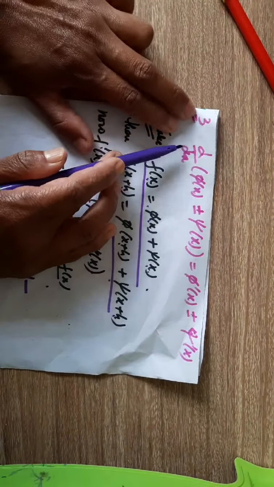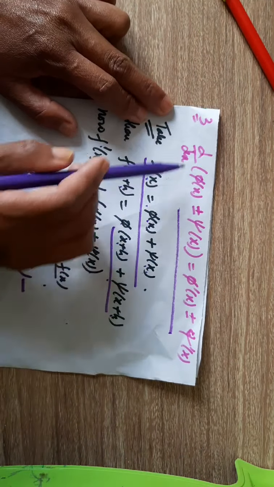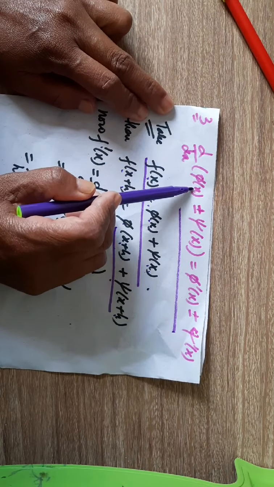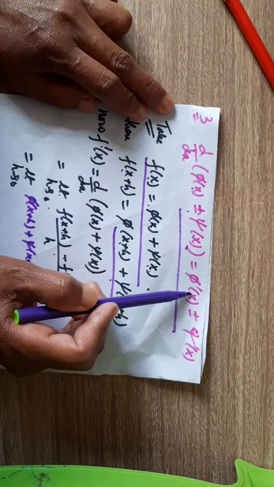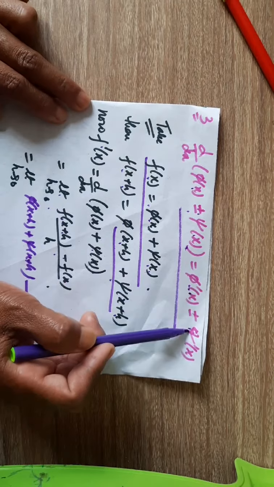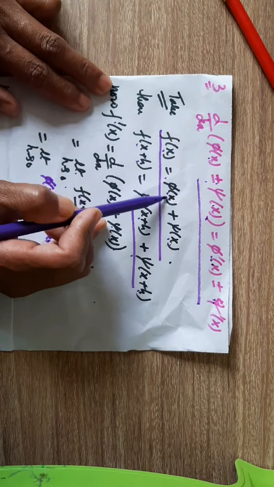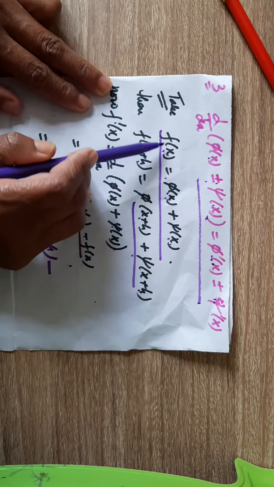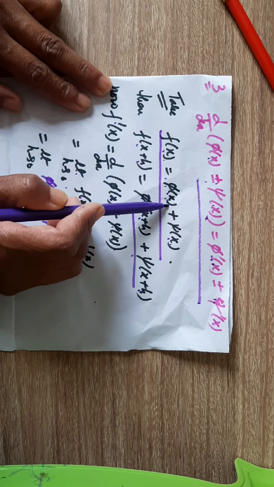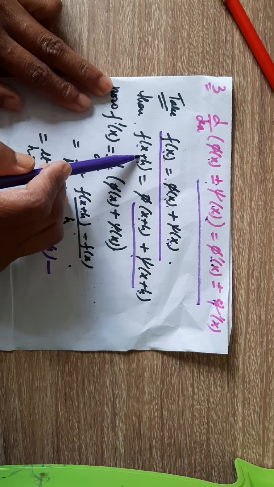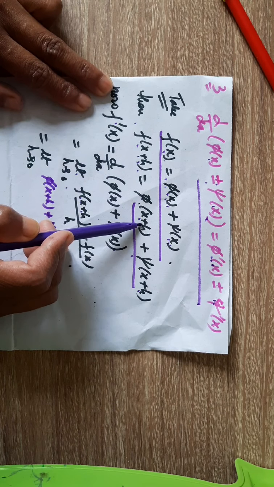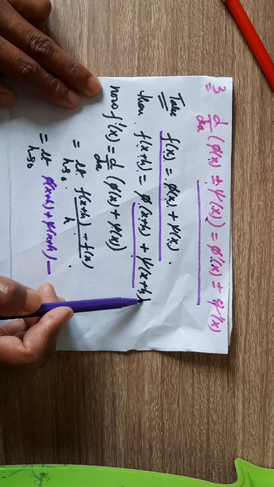Now let us come to the third fundamental theorem on differentiation. It is d/dx of phi x plus or minus chi of x. It will be the sum of their derivatives or the difference of their derivatives. So let me take the case of the sum of two functions. So consider f(x) to be phi x plus chi x. Then f of x plus h is equal to phi of x plus h plus chi of x plus h.